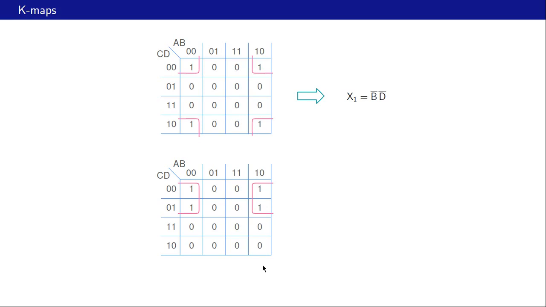And what is the term that corresponds to this rectangle? It must be independent of A because A is 0 here, 1 here. It must contain B bar because B is 0 here. It must be independent of D because D is 0 here, 1 here. And it must contain C bar because C is 0 here. And that gives us B bar C bar.